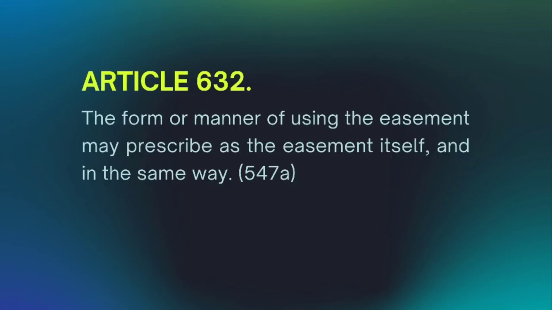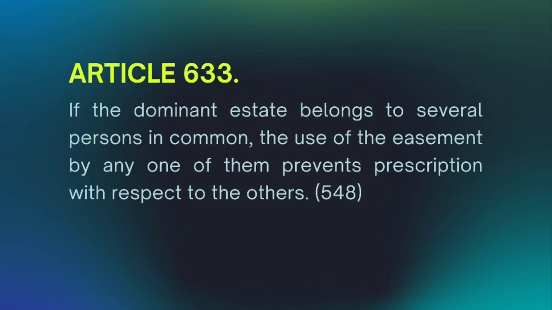Article 632. The form or manner of using the easement may prescribe as the easement itself, and in the same way. Article 633. If the dominant estate belongs to several persons in common, the use of the easement by any one of them prevents prescription with respect to the others.